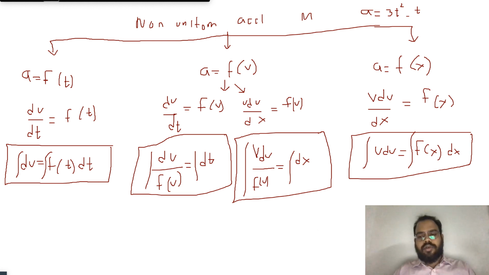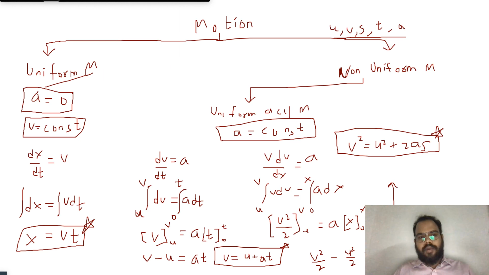So in motion, let's go back and revise. The first type of motion was uniform motion. First, you have to identify the motion. It is easy to identify the motion if you look at the acceleration. First look whether it is 0. If it is 0, it is uniform motion. If it is constant, then it is uniform acceleration. If it is neither, it is variable. Then it is your last part, that is non-uniform accelerated motion.